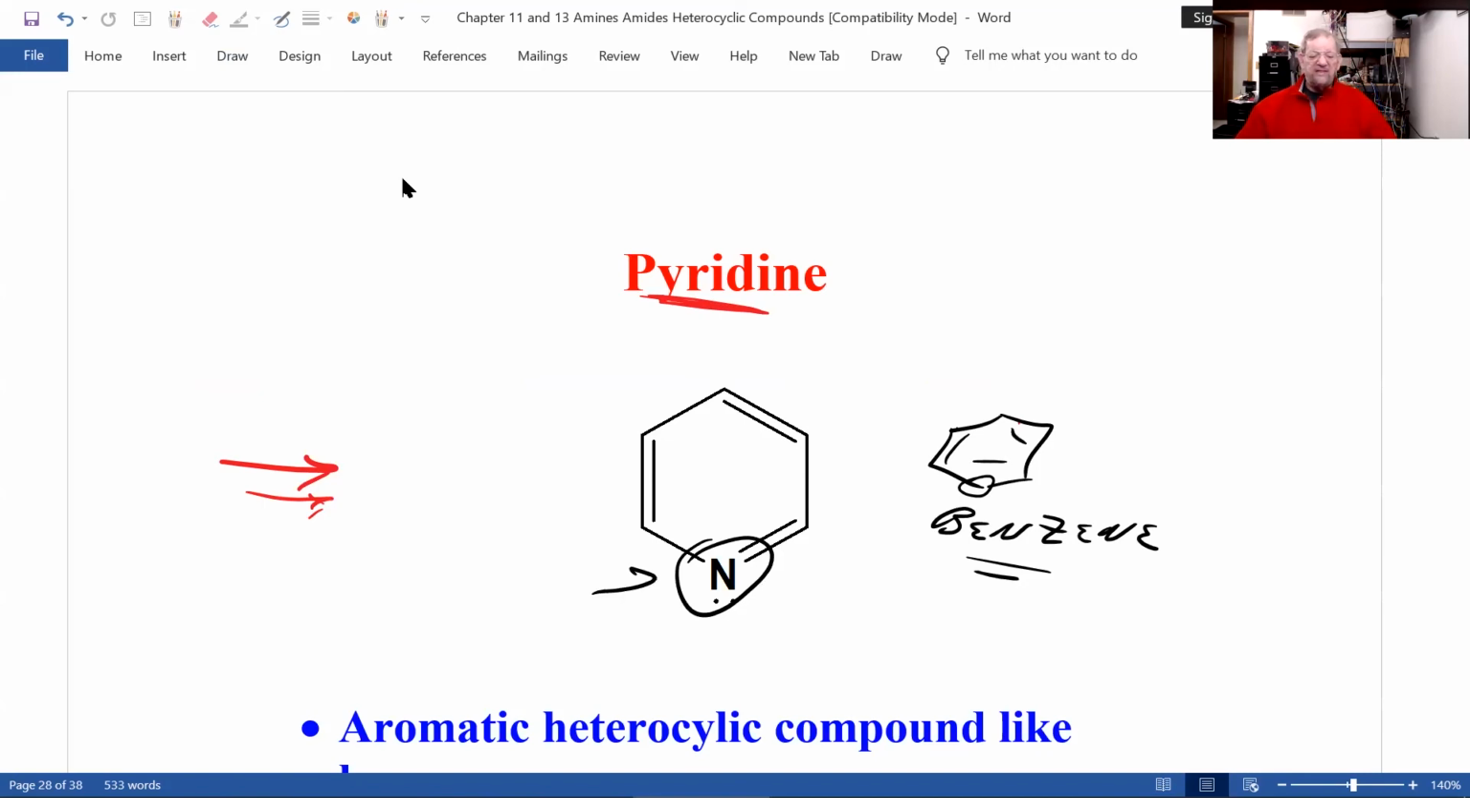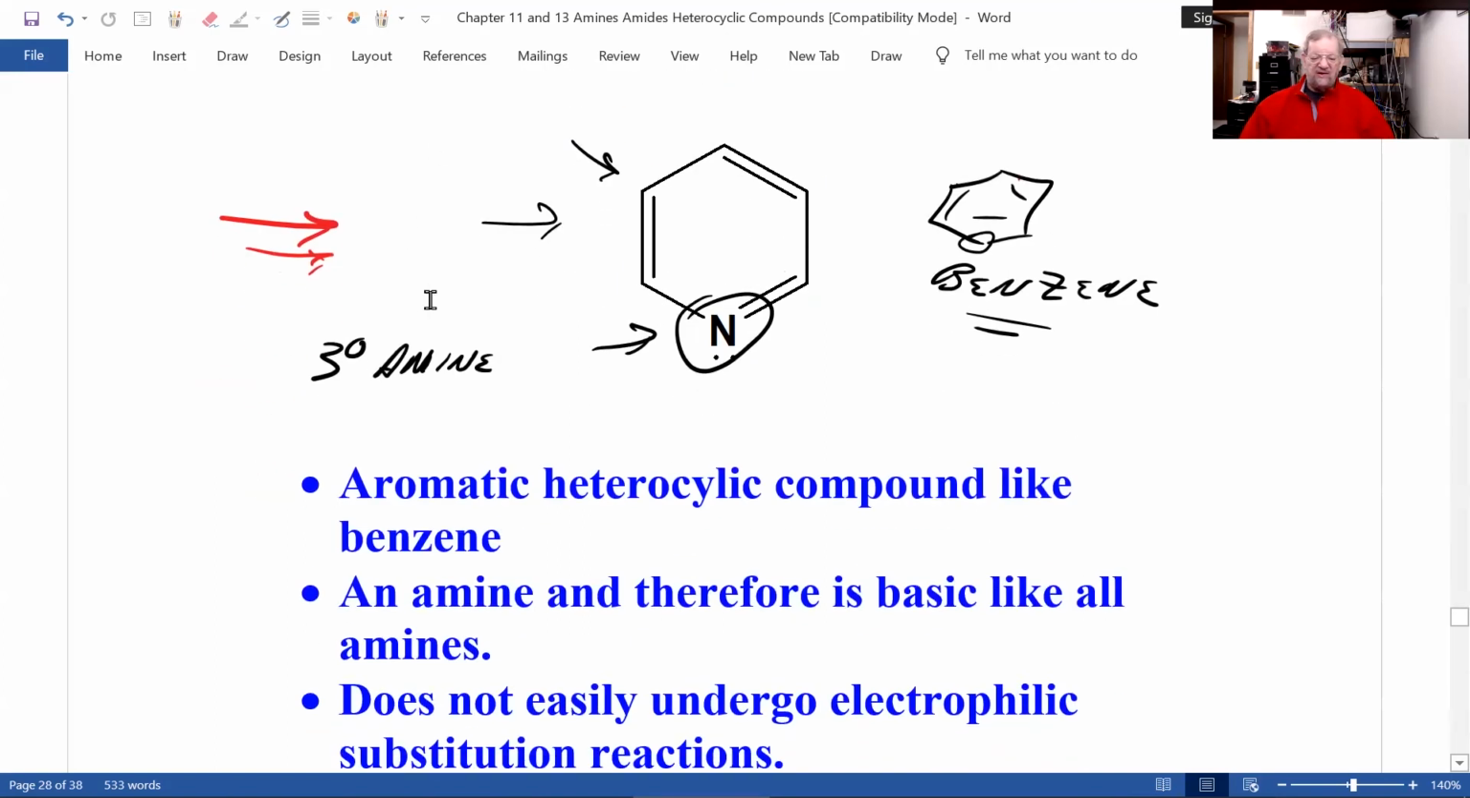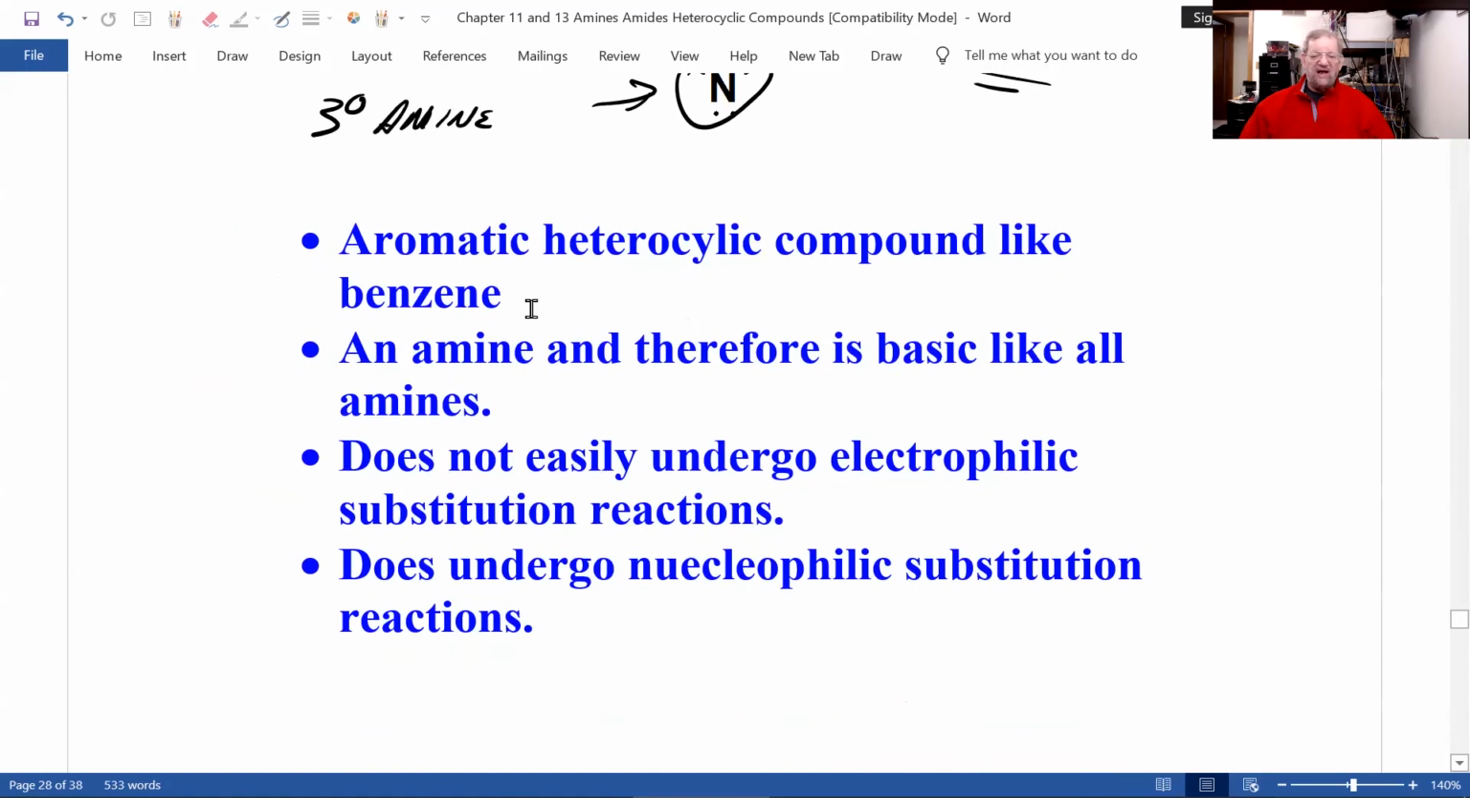Now, pyridine reacts like a tertiary amine. I won't ask that. It's heterocyclic. So if I ask on a test, what's the name of this compound, you should know it's pyridine. If I ask, draw the structure of pyridine, here it is. That's the only heterocyclic compound I asked you to learn. It's aromatic, I won't ask that. It's basic, it's a base.